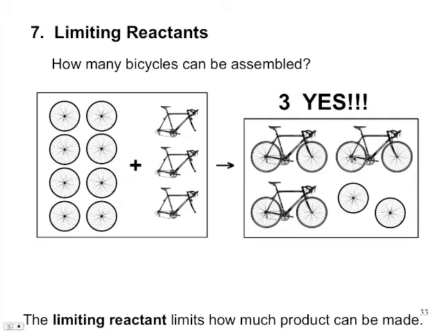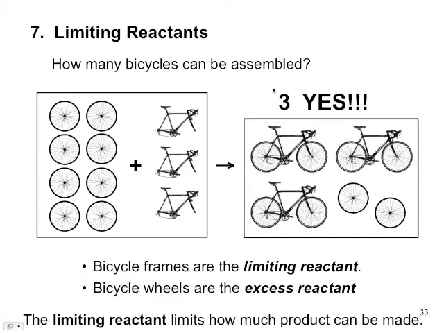Okay, so this is a metaphor for a chemical reaction, right? We would say that the bicycle frames limit how much product we can make, in this case the bike, and so the bicycle frames are our limiting reactant. We have more wheels than we need to make our product, so they're in excess. We would call that the excess reactant.